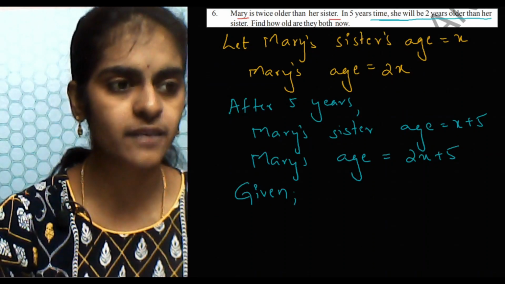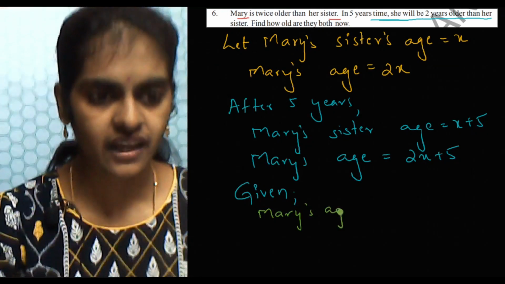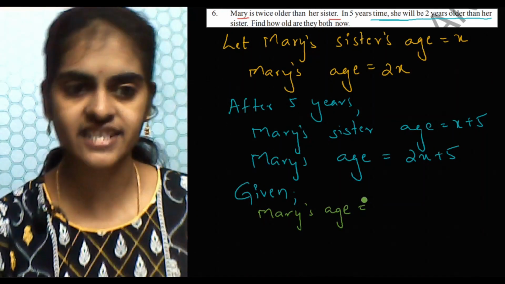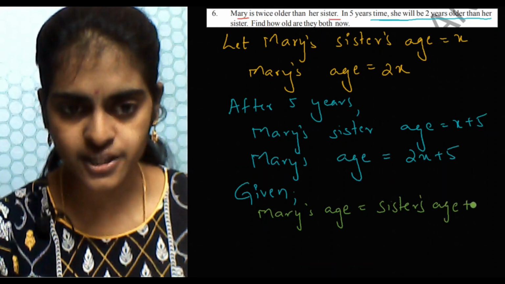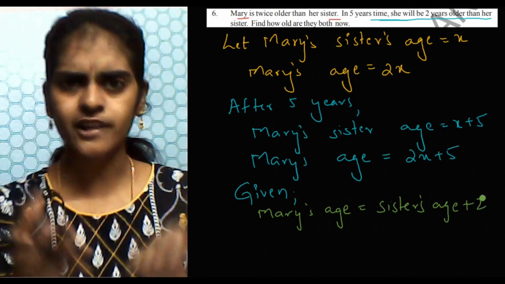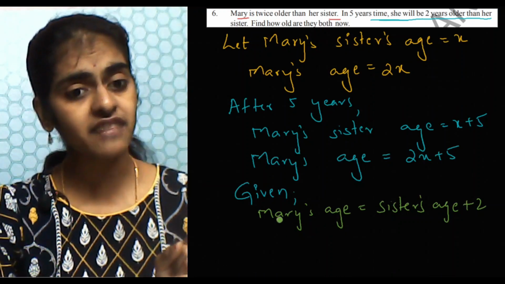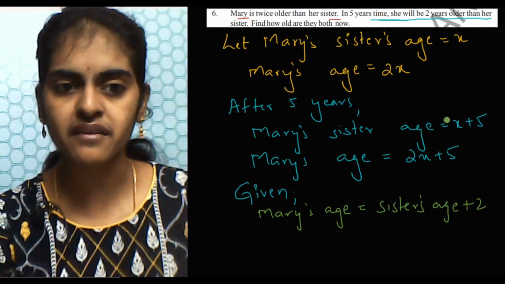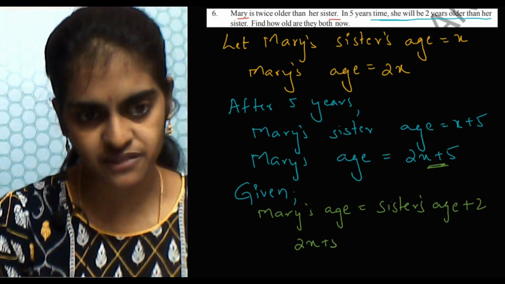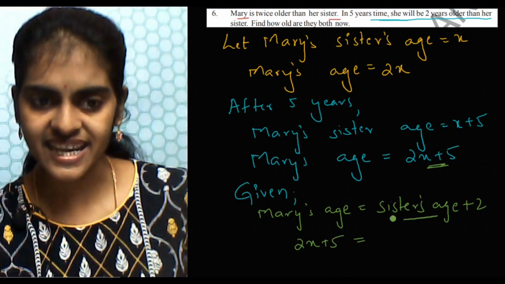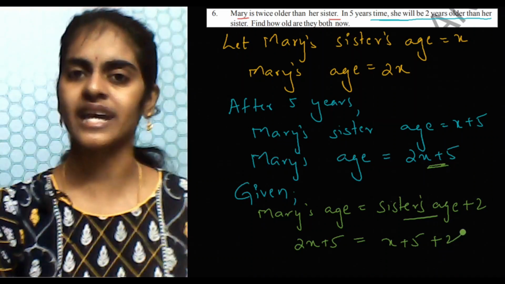So let me write it here. Given: Mary's age will be 2 years more than her sister's. Two years more means you have to add 2 years to the sister's age to get Mary's age. This is after 5 years. Mary's age after 5 years, you got as 2x plus 5. So 2x plus 5 is equal to the sister's age after 5 years, x plus 5, plus 2. You have plus 2, so write it here.